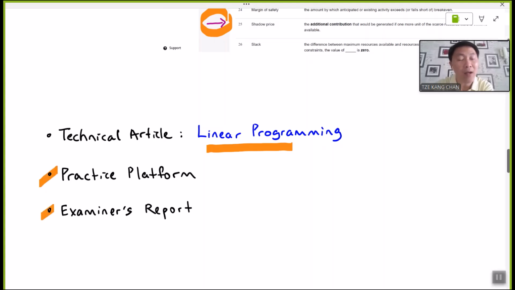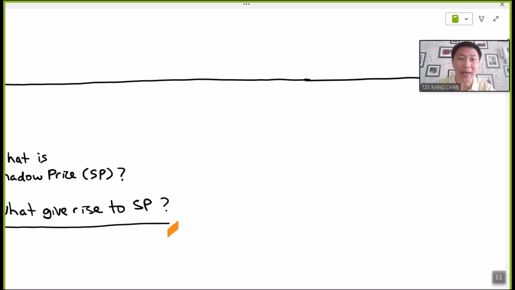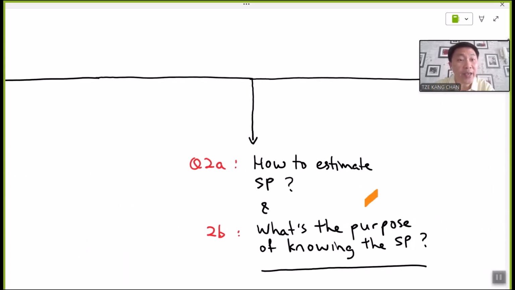And not to mention the practice platform and examiner reports, they are all essential to assist in leading to your exam success. Let's first go through what exactly shadow price is, what gives rise to shadow price, followed by the way to derive and estimate the value of shadow prices, and finally, knowing the value of shadow price, what can the businesses do with it? And all these explanations will be accompanied by demonstrations on ranges of activities and examples which are found in the Study Hub.